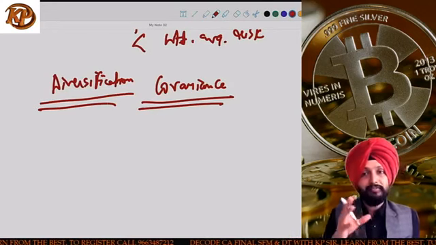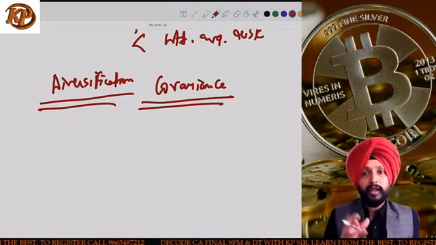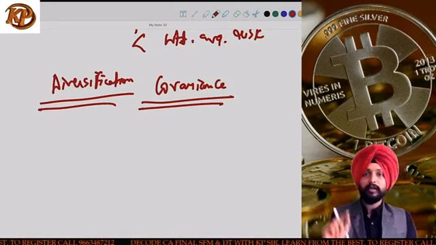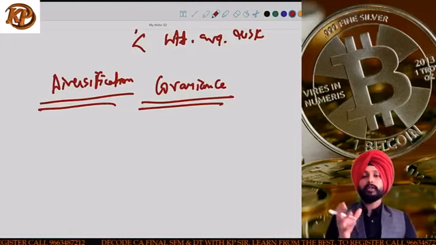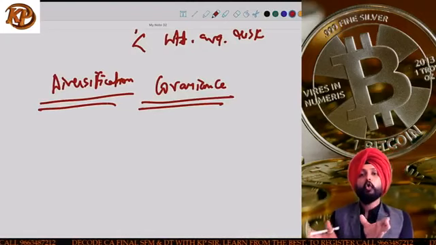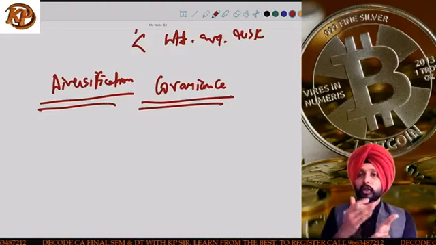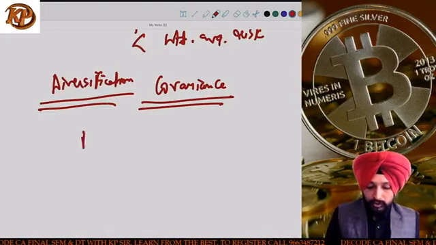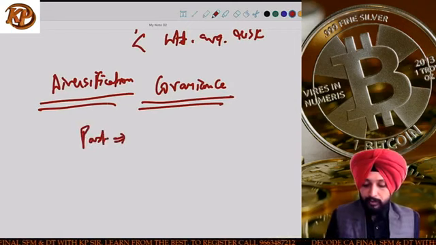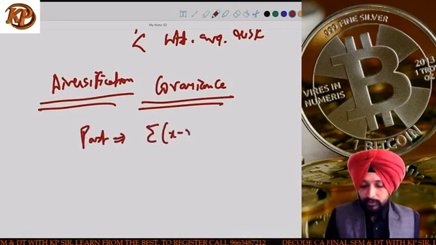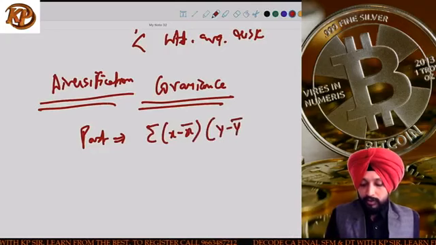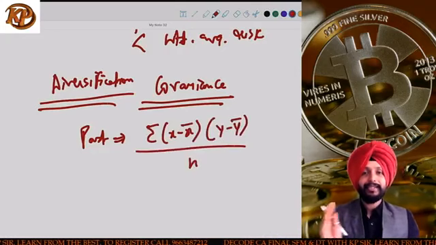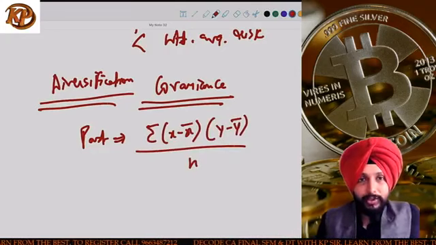Covariance is the joint deviation of x around x bar and y around y bar. This is the sentence which we learned. See, variance is deviation; covariance means joint deviation of x around x bar and y around y bar. What is the formula? The formula is very simple. In case of past data, it is summation of x minus x bar into y minus y bar, divided by n. That is the simple formula of covariance in case of past data.